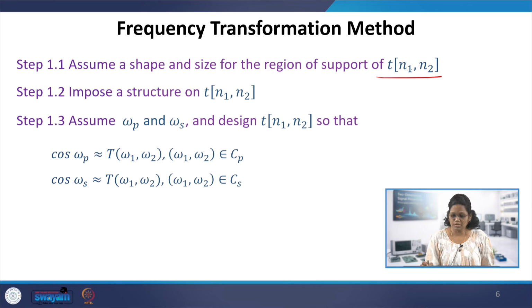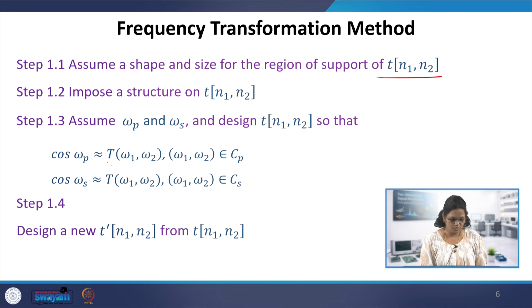The case becomes very simple if we have FIR filter coefficients with zero phase, h of n equal to h of minus n, or we can have the linear phase structure. So impose a structure on T of n1 comma n2. That is the first step in getting this T of n1 comma n2. Assume that these are the coefficients required of T of n1 comma n2, and then assuming omega p and omega s, design this T of n1 comma n2. So how do we design it? It is approximately equal to T of omega 1 omega 2, in the contour belonging to omega 1 and omega 2, and similarly omega s. So this is no longer equal, it has become approximately T of omega 1 comma omega 2. So we assume the coefficients of T of omega 1 omega 2 and find this T of n1 comma n2.